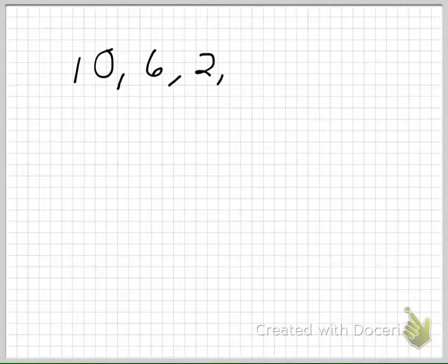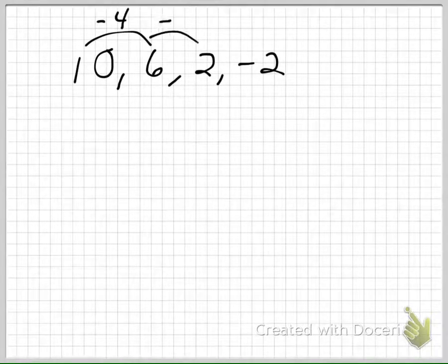If I had 10, 6, 2, -2, what's going on here? -4, -4, -4. Is this arithmetic? Yes. Why is it arithmetic? Because it's consistent, right? And so what is the common difference here? -4 is the common difference. Does that make sense? When they ask for the common difference, they're saying what's going on at each step. What is the thing that's happening here?